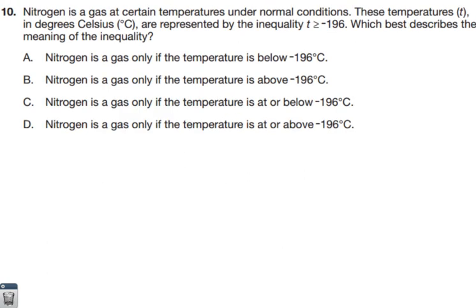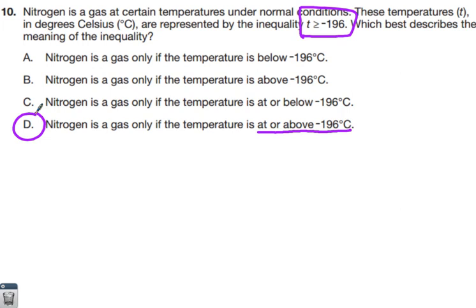Number 10, having read this already, if not, pause and read this over, because at the end of the day, all they're really doing is they want you to explain what that literally means. What does it mean to be greater than or equal to negative 196? Well, it means we can be at or above negative 196. So it should be D.